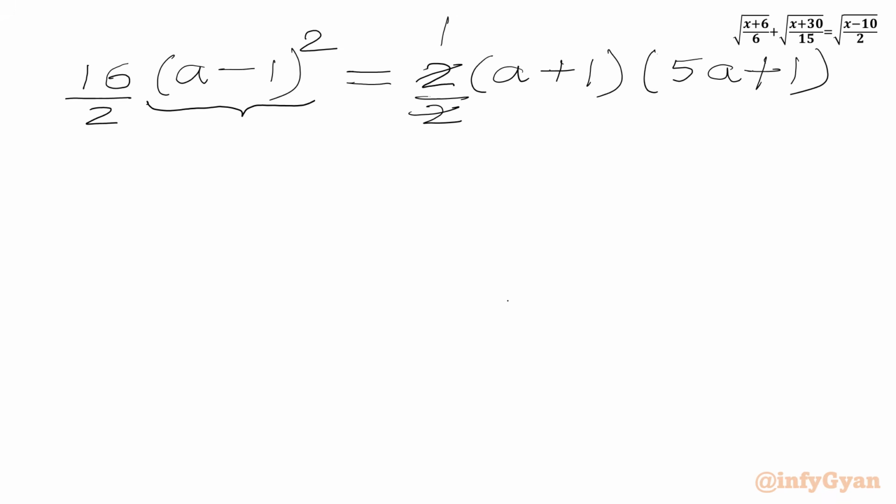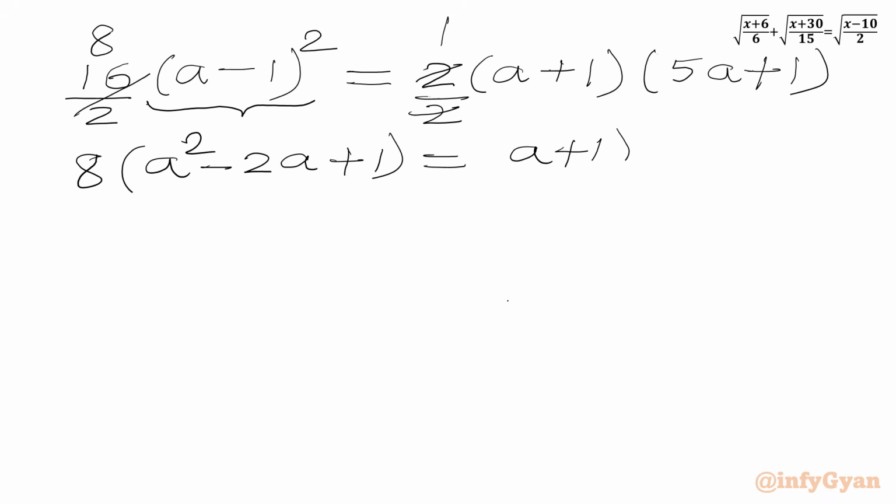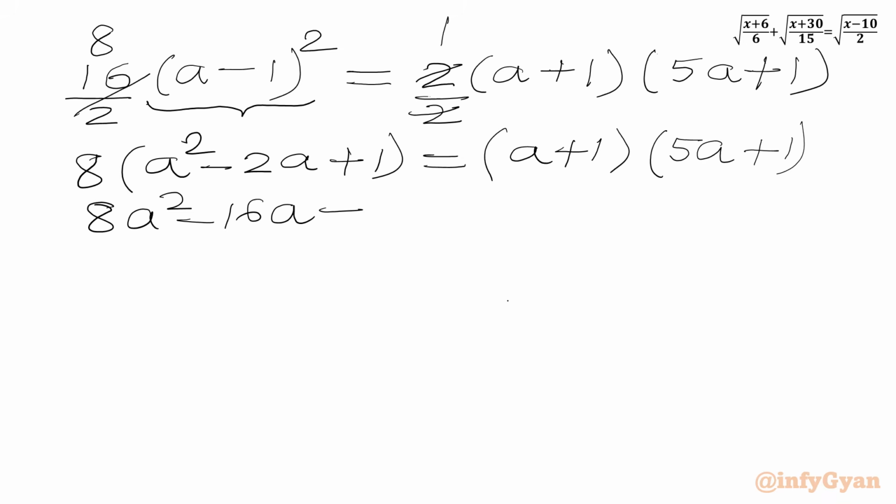So we will write 1 here. 16 over 2 is 8. Now we are going to write 8, then we'll expand and write a square minus 2a plus 1. And in RHS we have a plus 1 times 5a plus 1, which will be equal to 8a square minus 16a plus 8 in LHS, and in RHS 5a square, a plus 5a will be 6a, 1 times 1 is 1.